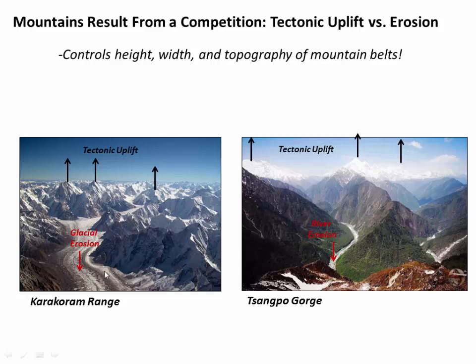And we see great examples of this in the Himalaya. In the western Himalaya, in the Karakoram, we have huge glaciers fueled by heavy winter snowfalls. In the eastern Himalaya, we have very powerful rivers like the Sangpo, cutting a deep gorge downward into the Himalaya.